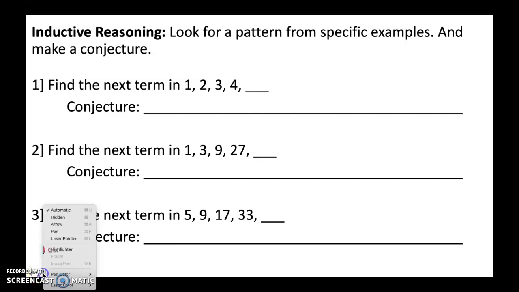Okay, let's have another activity. Let's use inductive reasoning to make a conjecture or conclusion. Look for a pattern from specific examples and make a conjecture. Number 1: Find the next term in 1, 2, 3, 4. Therefore, the next term is 5. What is our conjecture? This is the list of counting numbers.